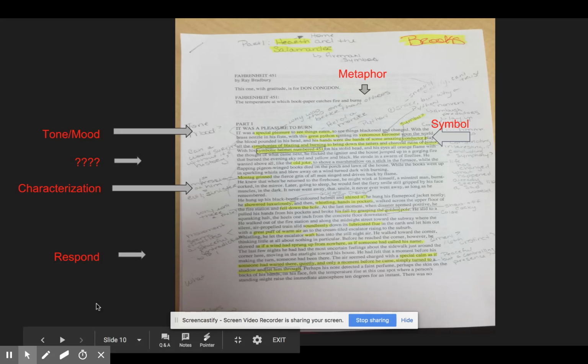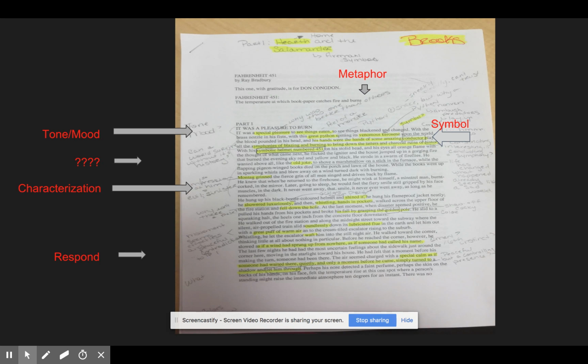So here's an example again from Fahrenheit. I showed you this kind of picture before, but I want you to notice that right away, Bradbury starts to set the tone and the mood. "It was a pleasure to burn. It was a special pleasure to see things eaten, to see things blackened and changed." So notice he's already setting up this really dark mood. If an author's going to start off with a really dark mood, I probably better highlight that and annotate it and note it.